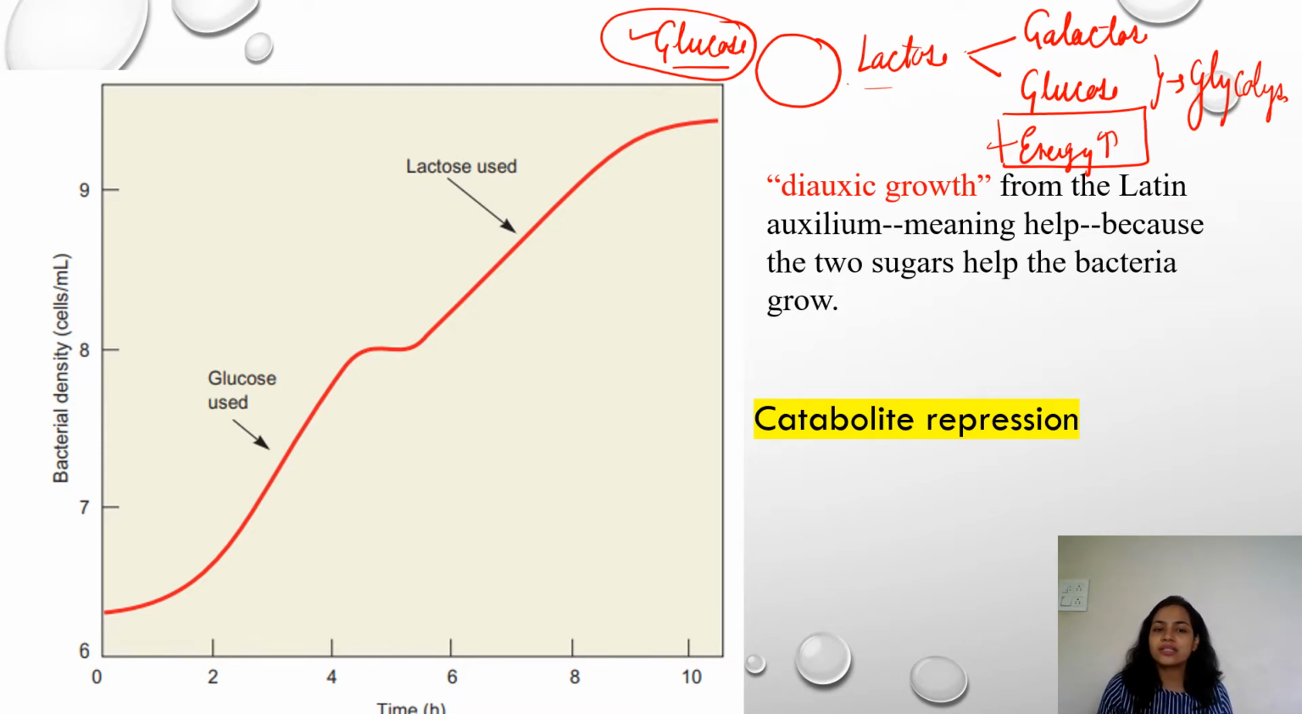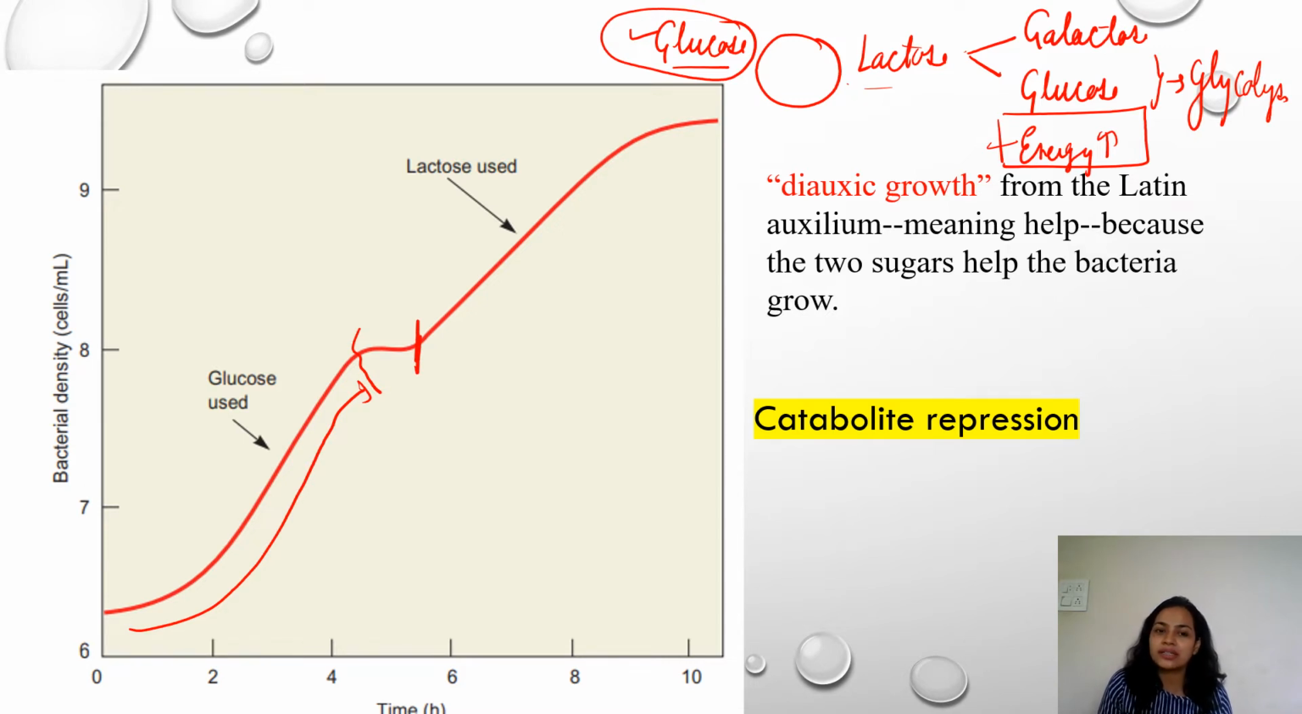So you can see first it is going to utilize the glucose, and you can see the exponential phase of growth of the bacteria. Till this point the bacteria is just utilizing glucose and it is growing, dividing and increasing in number. Then what happened? Then the level of the glucose goes down.